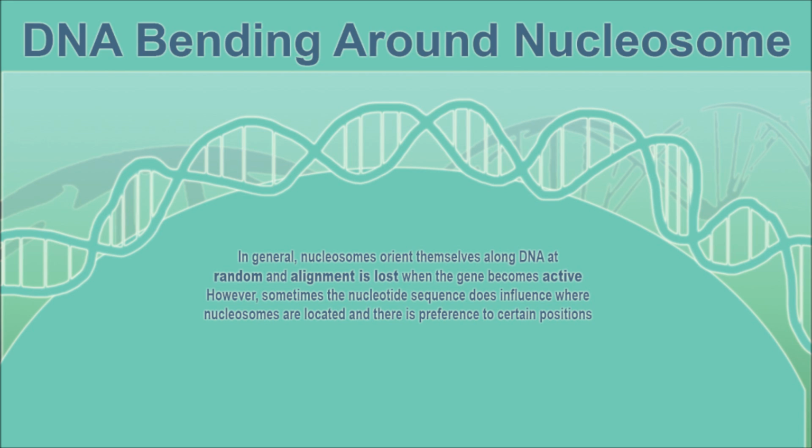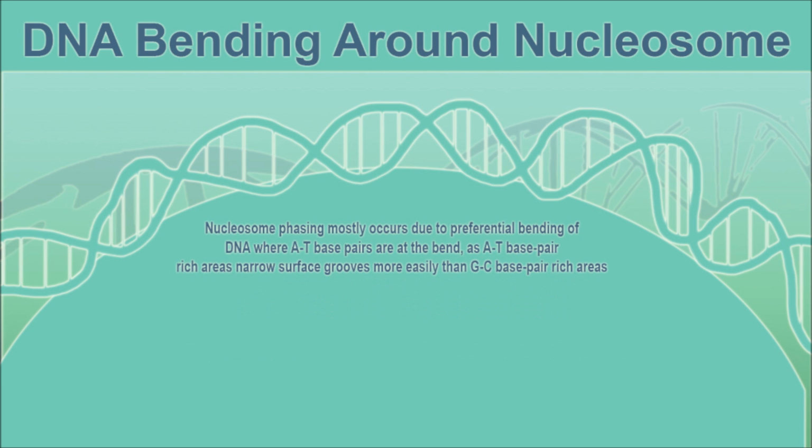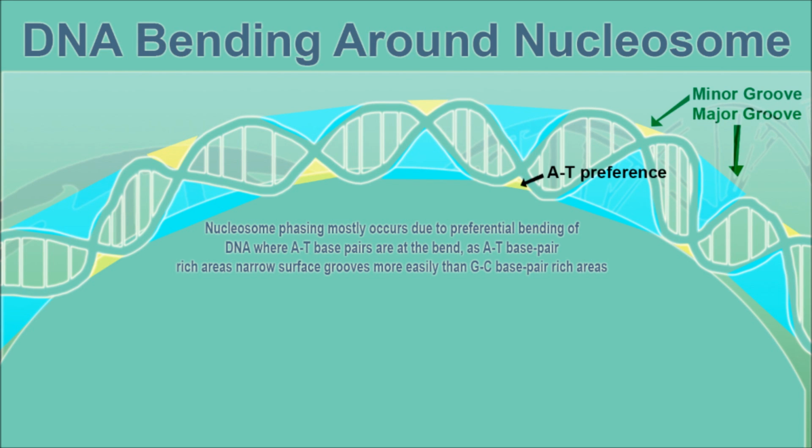However, sometimes the nucleotide sequence does influence where nucleosomes are located, and there is preference to certain locations. This fairly rare phenomenon is called nucleosome phasing. Nucleosome phasing mostly occurs due to preferential bending of the DNA in locations where AT base pairs are at the bend, as the AT base pair rich areas narrow the surface grooves more easily than GC base pair rich areas do. GC base pair rich areas preferentially occur on the outside of the bend.